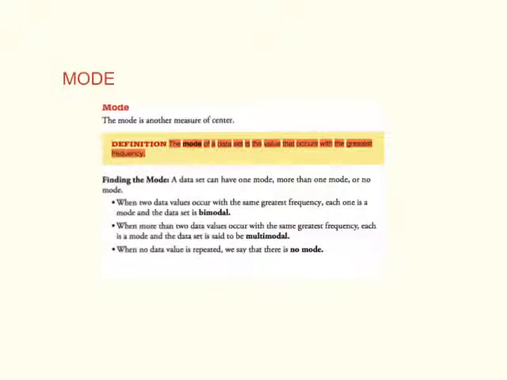All right, mode is our third measure of center, and we'll look at an example of this in just a minute. We're just going to talk about what it is right now. The mode of a data set is the value that occurs with the greatest frequency.